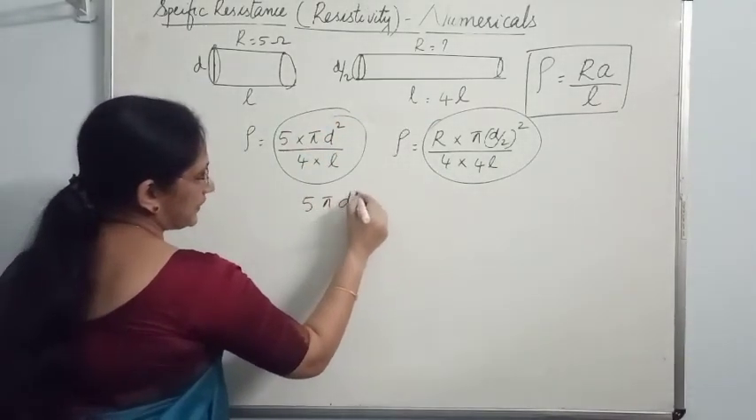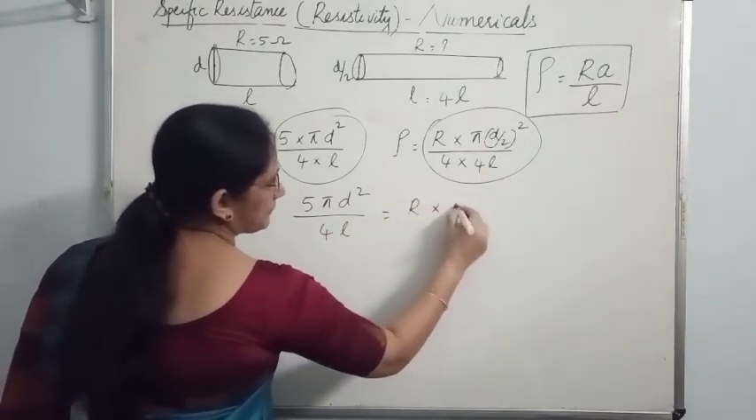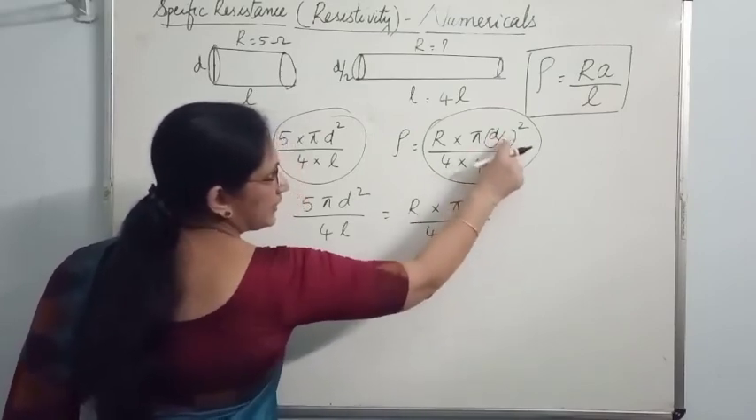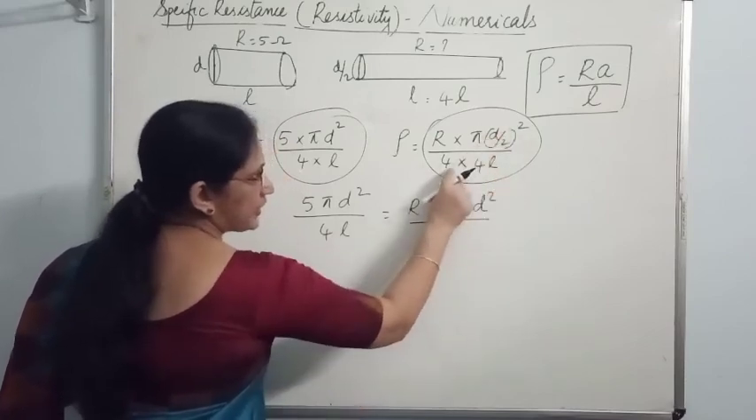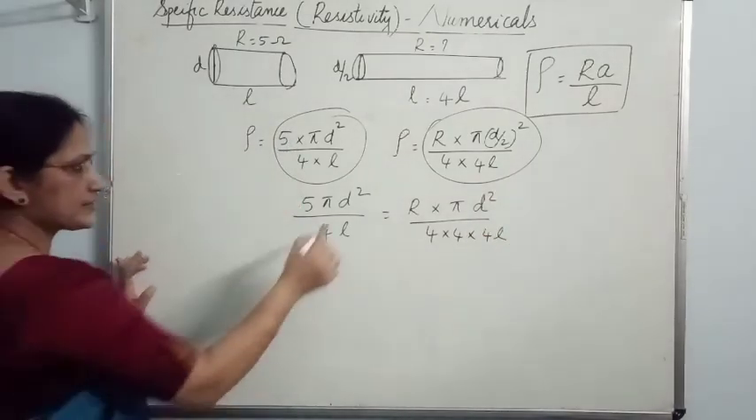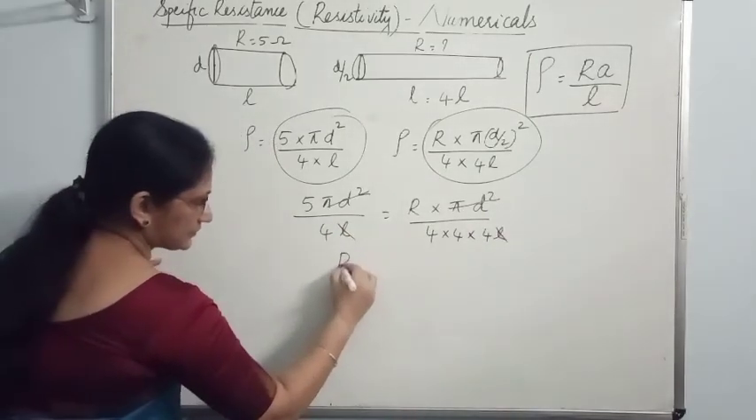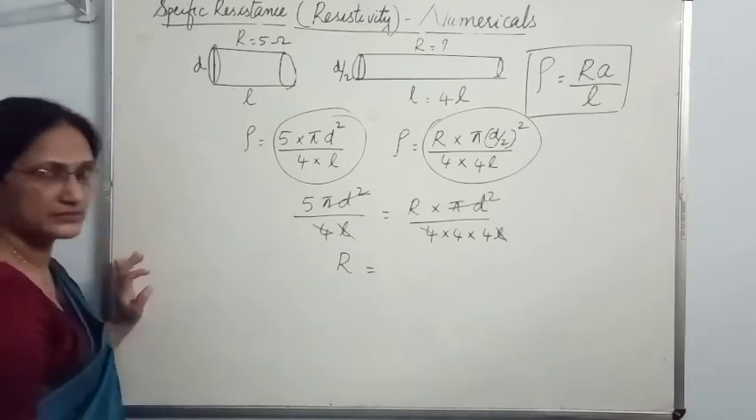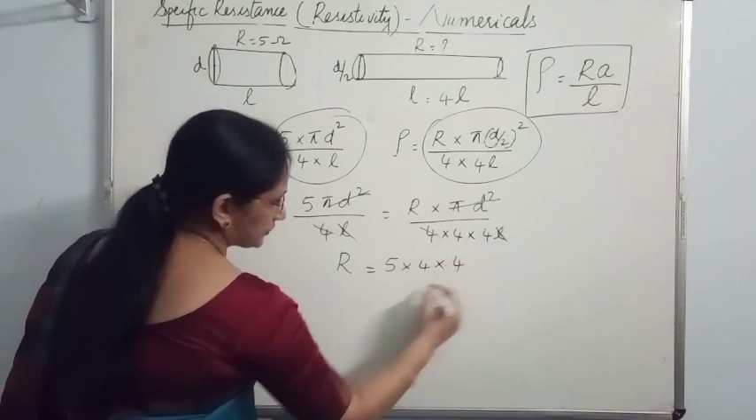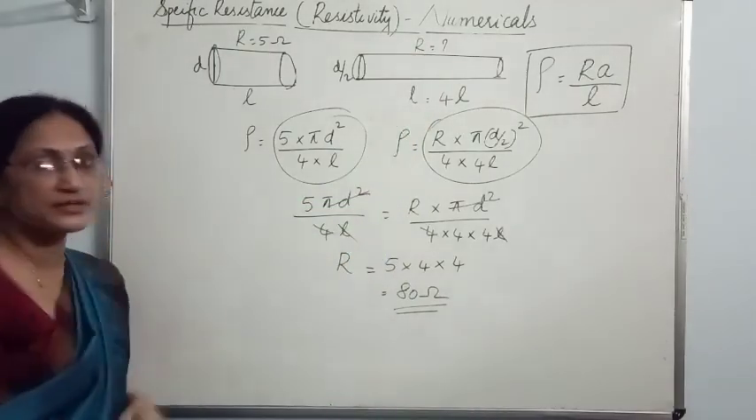5 into pi d square by 4L is equal to R into pi, D by 2 whole square is D square by 4. Again 1 by 4 here. Then 4L. Then cancel the similar terms. Pi D square gets cancelled. L gets cancelled. So what is R? 1 by 4 also you can cancel. So R is equal to 5 into 4 into 4. That is 80 ohm. Resistance of this wire is 80 ohm.